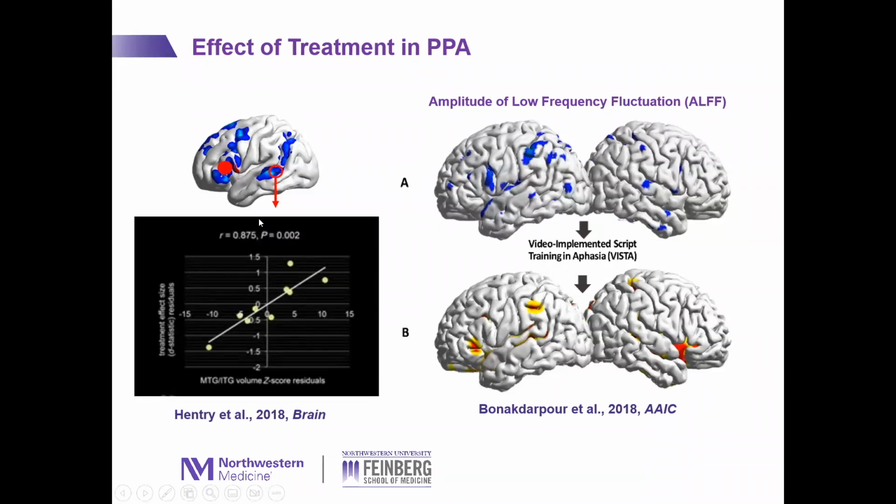And then what Maya did, she looked at this map that I had. This is the map for agrammatics, right? She looked to see if atrophy anywhere in this map would correlate with responsiveness to treatment. And she found that atrophy within the posterior middle temporal gyrus and inferior would correlate with responsiveness to the treatment that she called VISTA, video implemented script training in aphasia. This is the left picture.